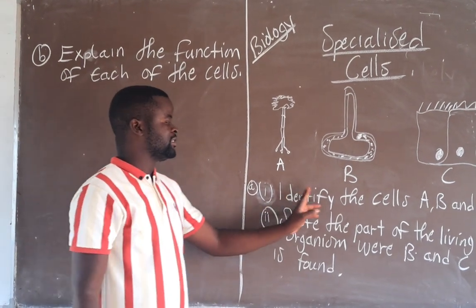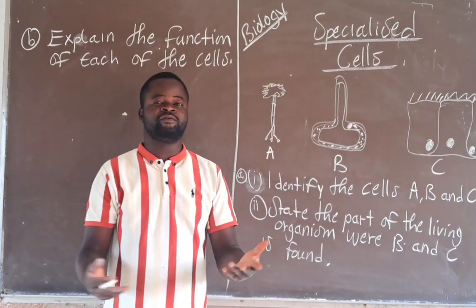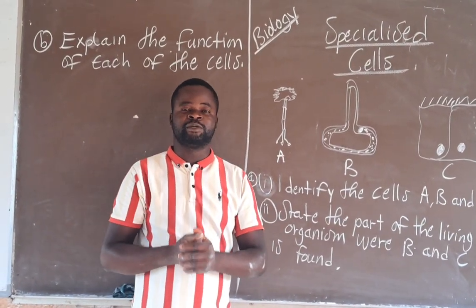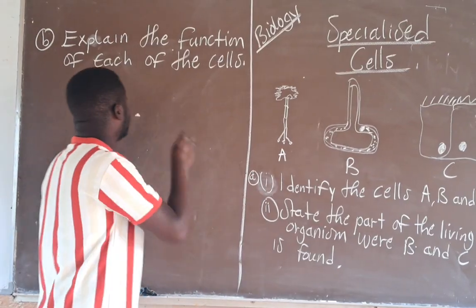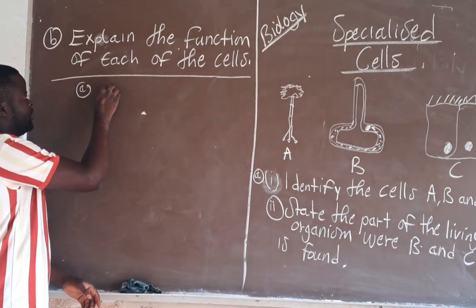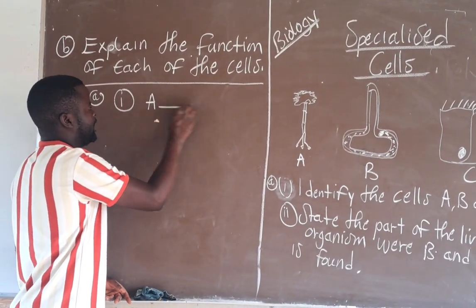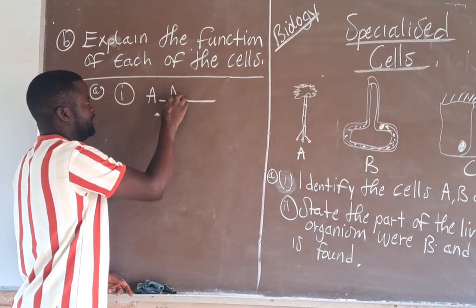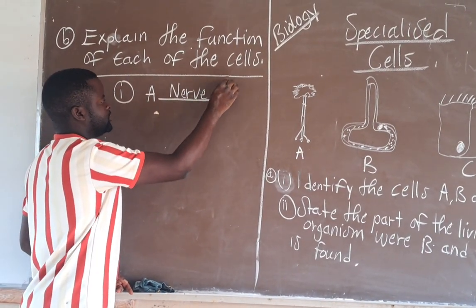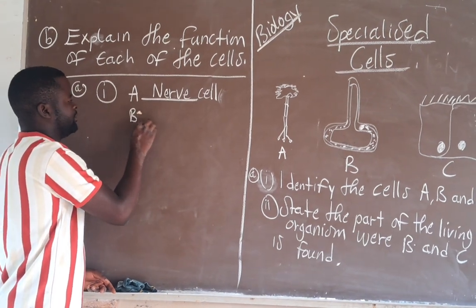Question A, Roman numeral 1: identify cells A, B, and C. Identification of cells simply means to give or state their specific names. Cell A is a nerve cell, or a neuron.